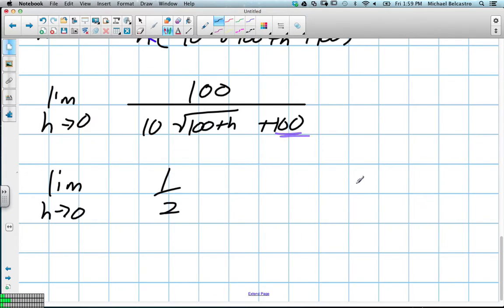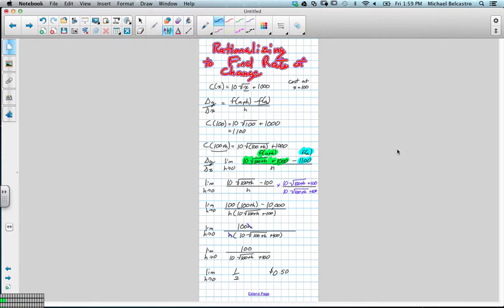And if we put it in dollar values, what is their cost changing at this point? Costing them 50 cents to make another calculator. The cost increases by 50 cents.